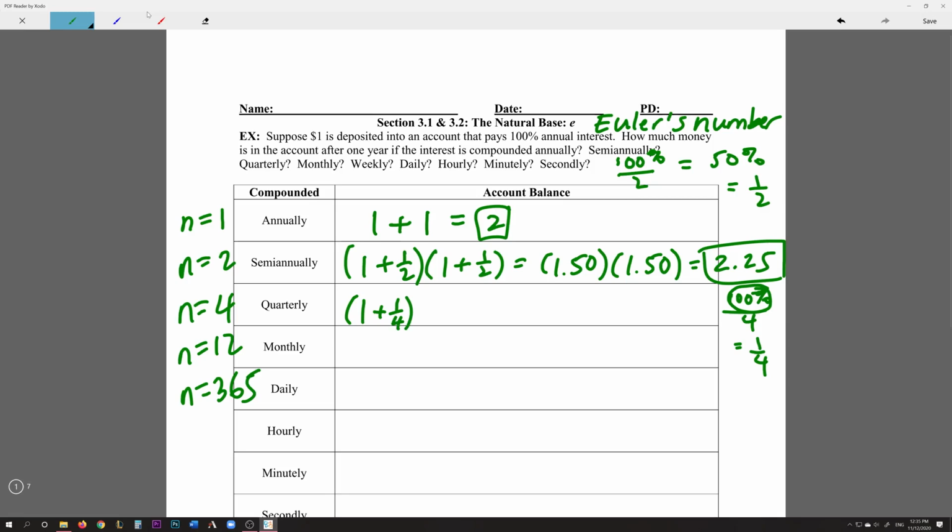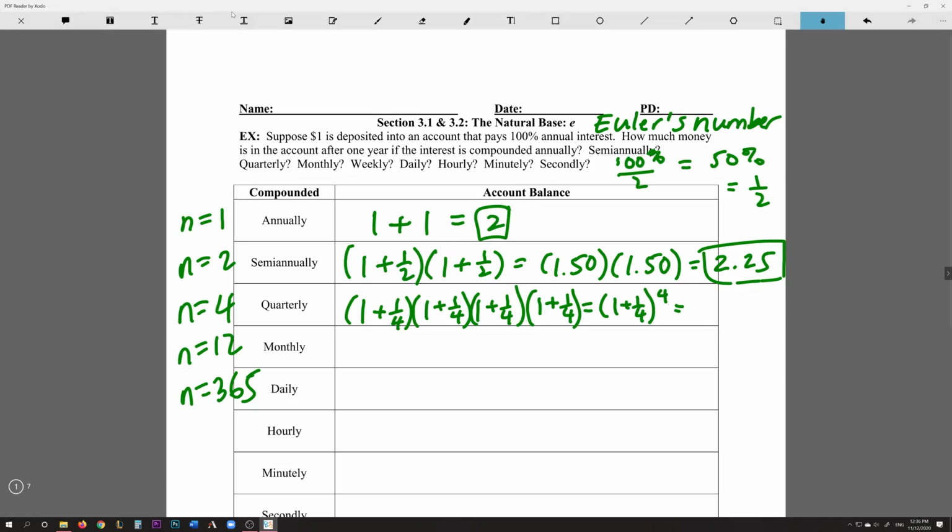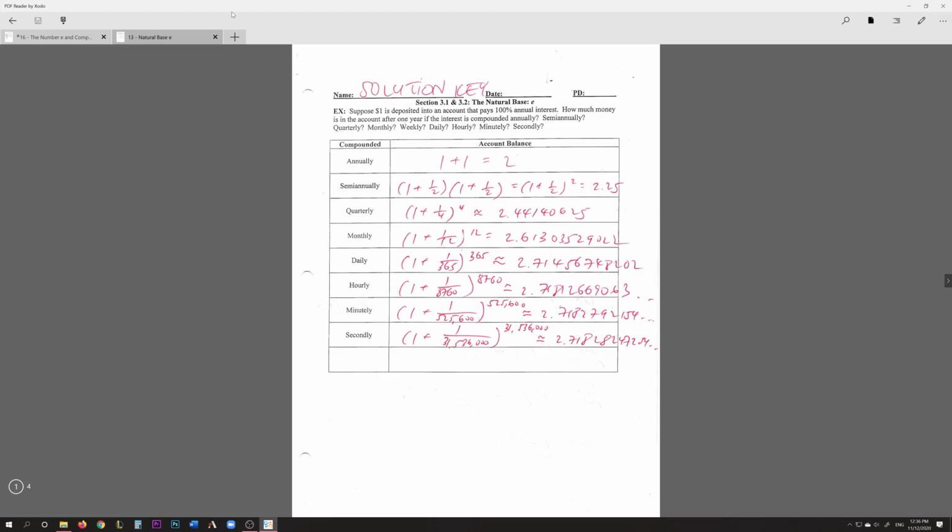After another 3 months, you multiply this by 1.25. Then after another 3 months, you multiply the factor by 1 plus 1/4. Then at the end of the year, you multiply it again, because you do this 4 times. So what you're doing is 1 plus 1/4 raised to the 4th power. If you did it 4 times, you would get $2.44.